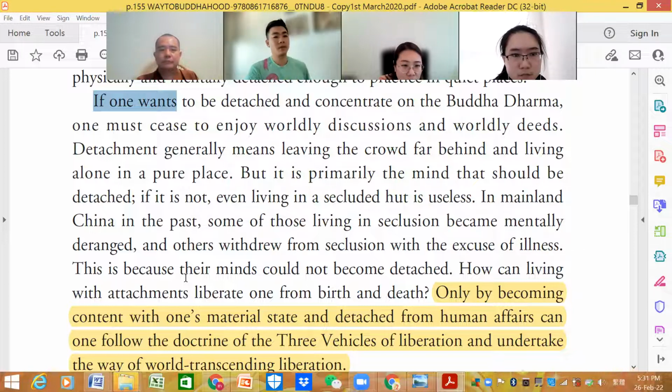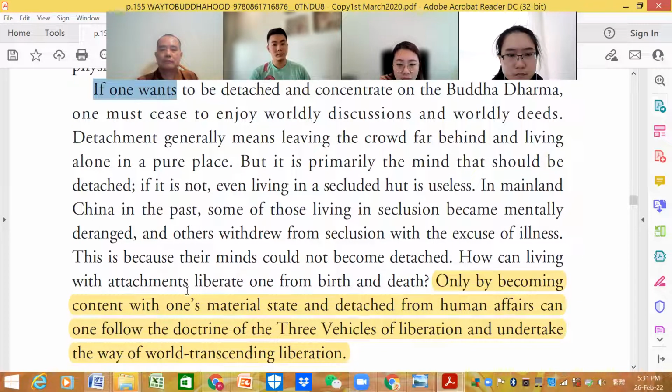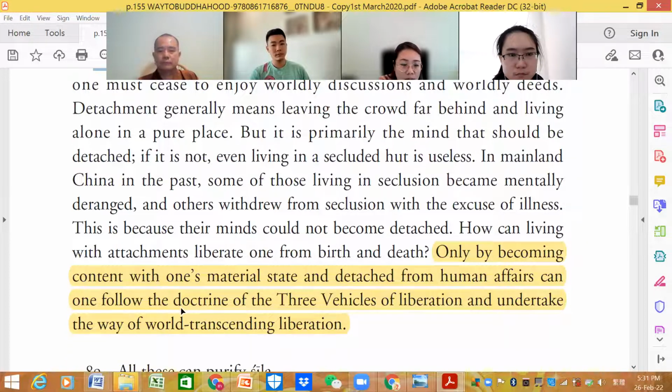In mainland China in the past, some of those living in seclusion became mentally deranged, and others withdrew from seclusion with the excuse of illness. This is because their minds could not become detached. How can living with attachments liberate one from birth and death? Only by becoming content with one's material state and detached from human affairs can one follow the doctrine of the 3 vehicles of liberation and undertake the way of world-transcending liberation.